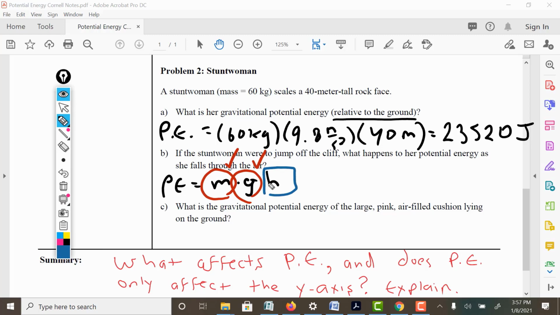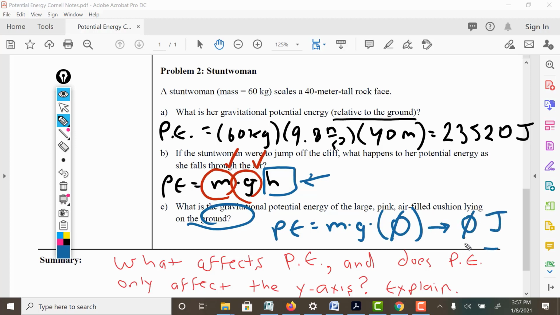But the height, as she's falling through the air, that height, that gap, that delta y between her and the ground is becoming less and less. So as this becomes less, the potential energy becomes less until you get to the ground where the height is 0 and the potential energy will then become 0, which answers part C. What is the gravitational potential energy of the large pink air-filled cushion lying on the ground? The fact that it's on the ground, the height is 0 meters, makes the whole potential energy 0 joules.